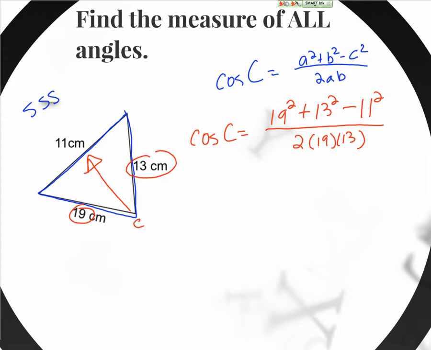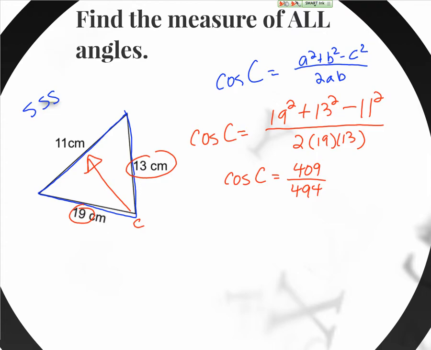Again, we want to try to avoid rounding, so I'm just going to evaluate the numerator and denominator separately and leave it as a fraction for a moment. Again, any questions with the setup? Alright, so then I end up with cosine of C equals 409 in the numerator and 494 in the denominator.